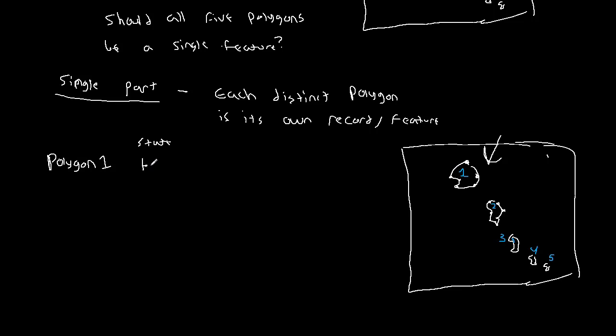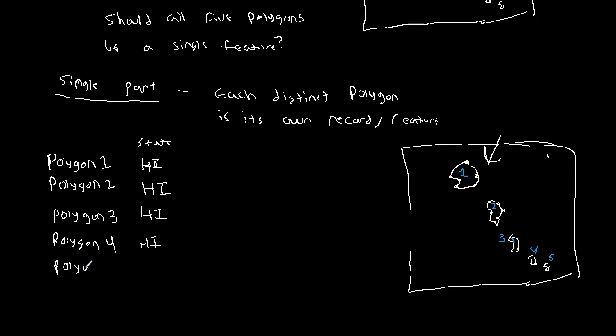So in this case, I'm going to abbreviate Hawaii as HI, just to keep the difference clear. There would be a row for polygon 1, there would be a row for polygon 2, HI, there would be a row for polygon 3, HI, there'd be a row for polygon 4, HI, there'd be a row for polygon 5, HI.